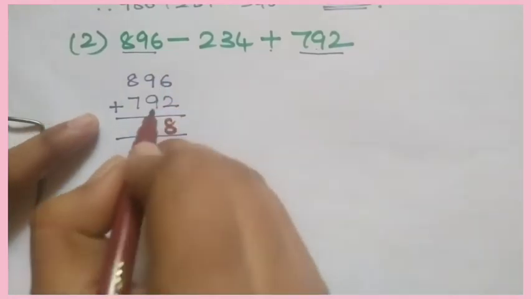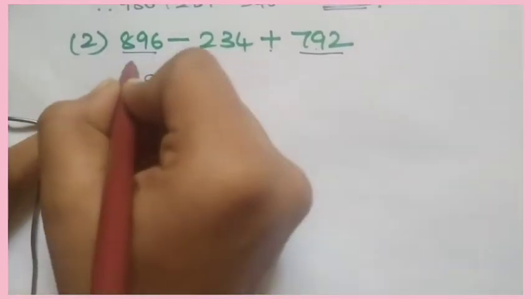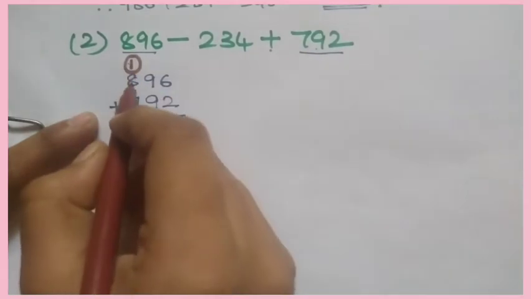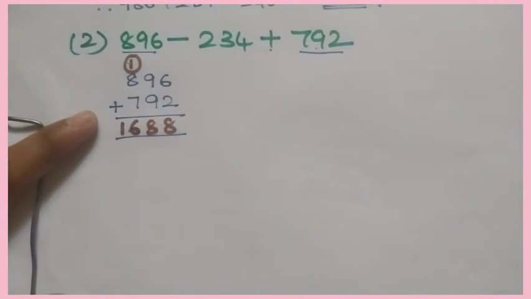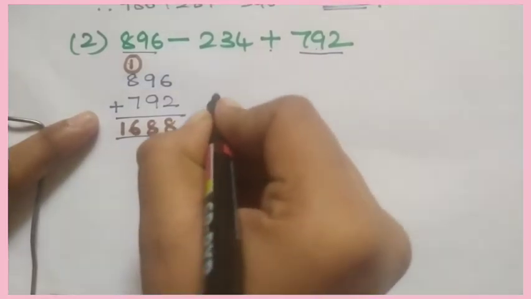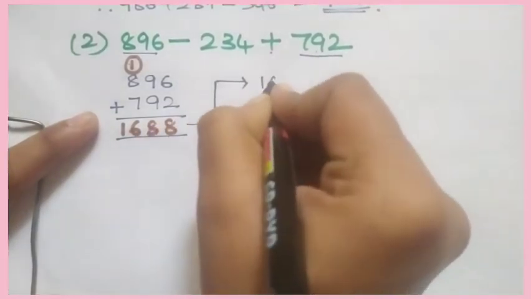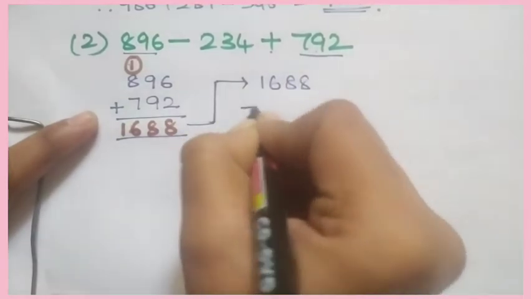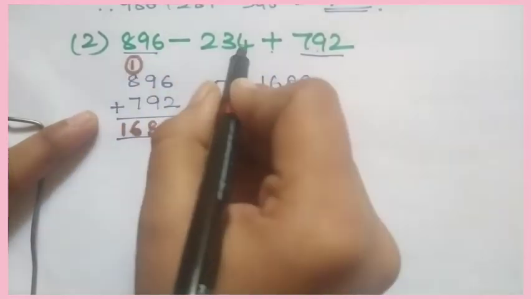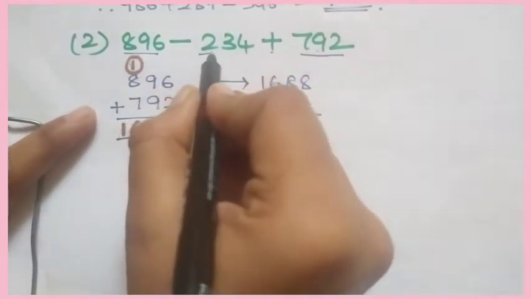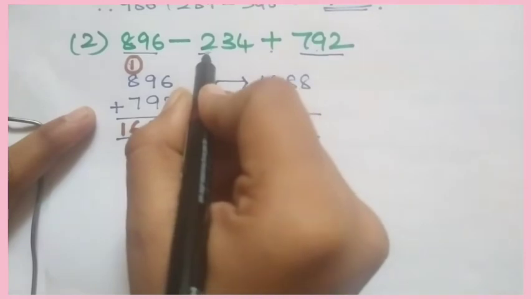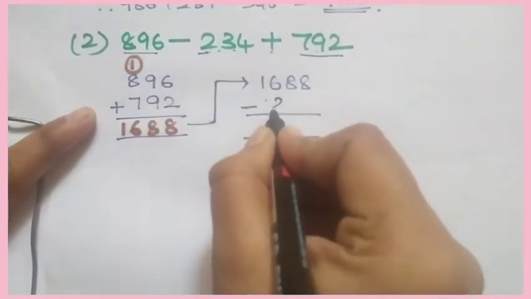Now 9 plus 9, 18. 8 here, 1 taken as carry. 1 plus 8, 9. 9 plus 7, 16. Therefore 1688. Now write this 1688 here and do subtraction. Which number is having subtraction symbol before it? Yes, 234. These two are completed here. Left this one. So 234 will write here.